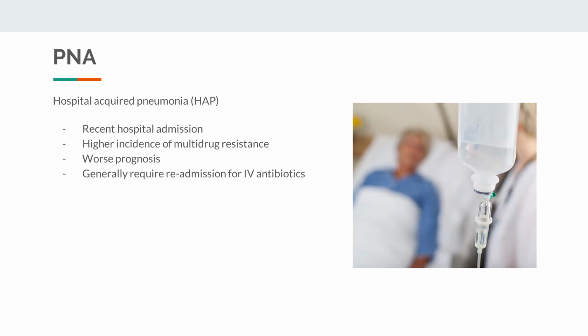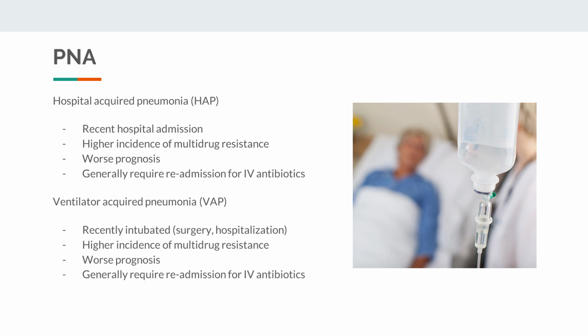HAP, or hospital-acquired pneumonia, refers to pneumonia in a patient who was admitted to the hospital recently. The thinking is that the patient picked up a bug of some kind while they were in the hospital, and pneumonia caused by these bugs tend to be tougher to treat as they have higher incidence of multi-drug resistance and worse prognosis. These patients will generally require readmission for IV antibiotics.